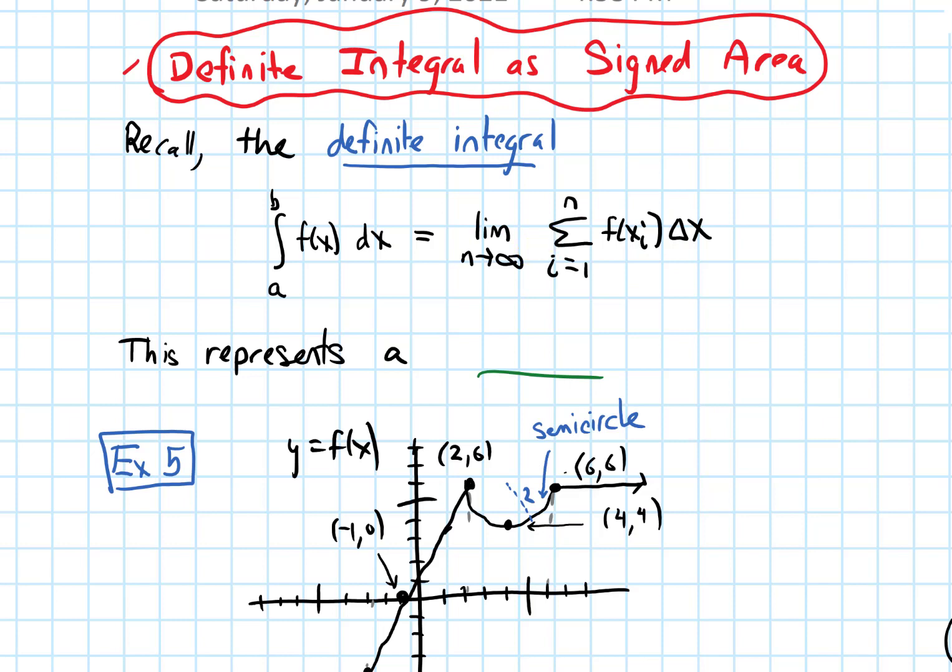Okay, so in the last video, I mentioned that this represents what's called a signed area. And that'll mean that when my graph is above the x-axis, I'll consider it as a positive area. But when it's below the x-axis, I'll count that as a negative area. So let's look at an example.